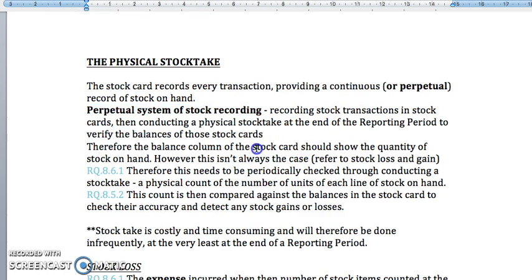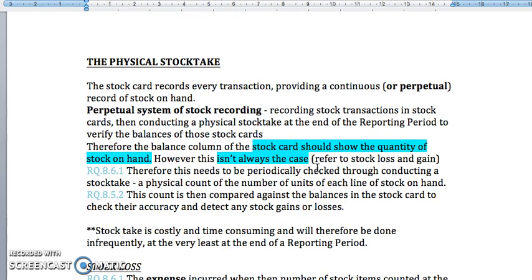So the balance of the stock card should show the quantity of stock on hand. The idea is that when we're completing these stock cards, all of the movements in and out of stock are recorded. However, this isn't always the case. And that's where we talk about stock loss and stock gain.